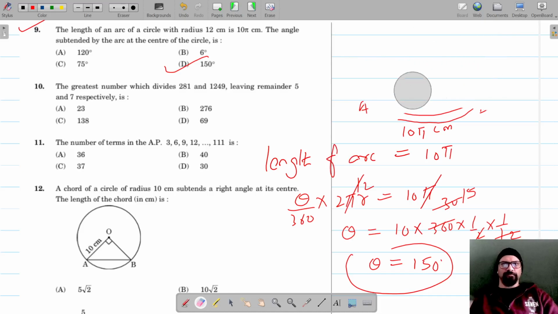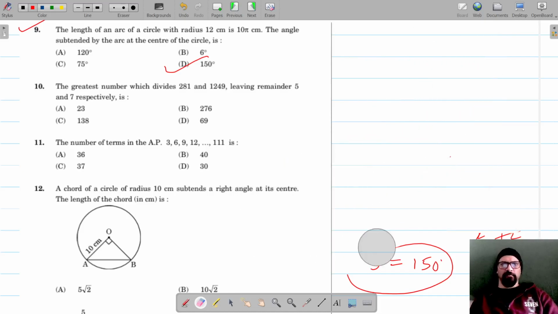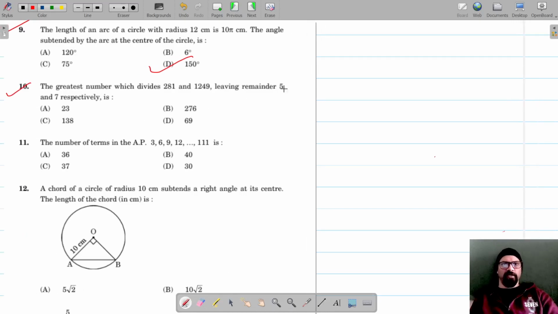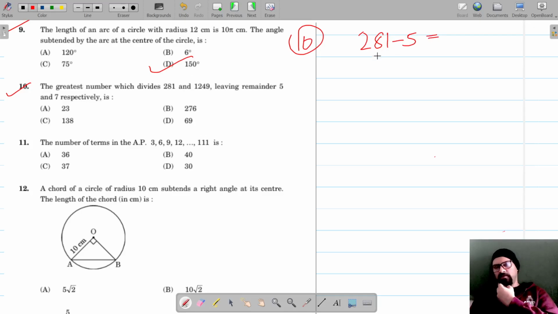Moving on to question number 10. The greatest number which divides 281 and 1249, leaving remainder 5. So this is question number 10. So the greatest number which divides 281 but leaves the remainder 5. So if you remove the remainder, that is 276 is the number.